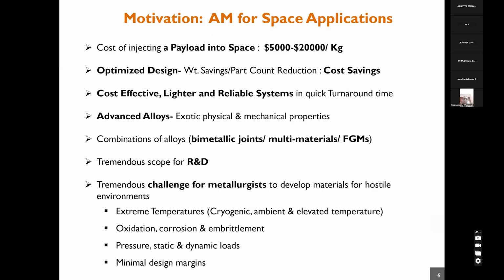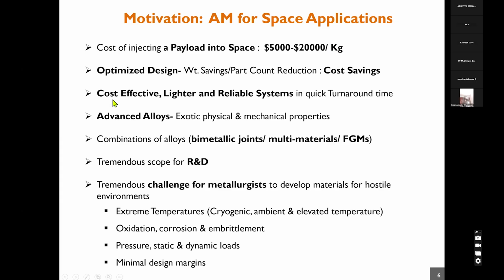So coming to the motivation for additive manufacturing for space applications, you can see here the cost of injecting a payload into space can vary anywhere between $5,000 to $20,000 per kilogram. So that is the cost required to place 1 kilogram of an object into space. So any weight saved by way of additive manufacturing, by optimizing the designs, we can save the weight, we can reduce the part count, which can directly translate into these kinds of cost savings.